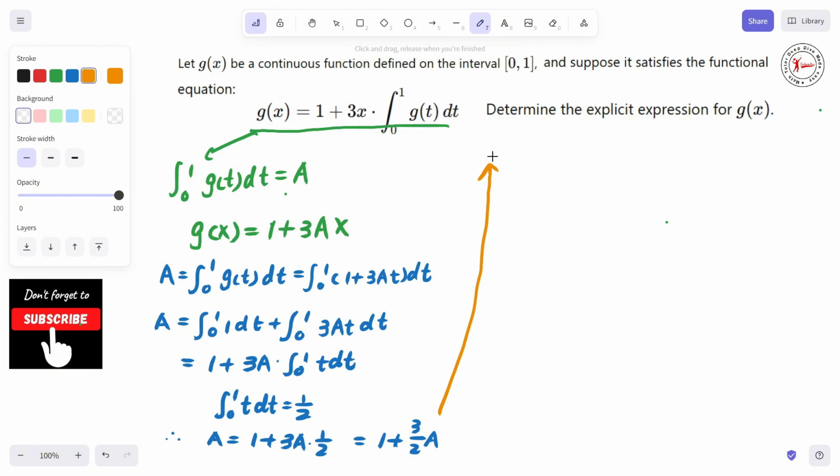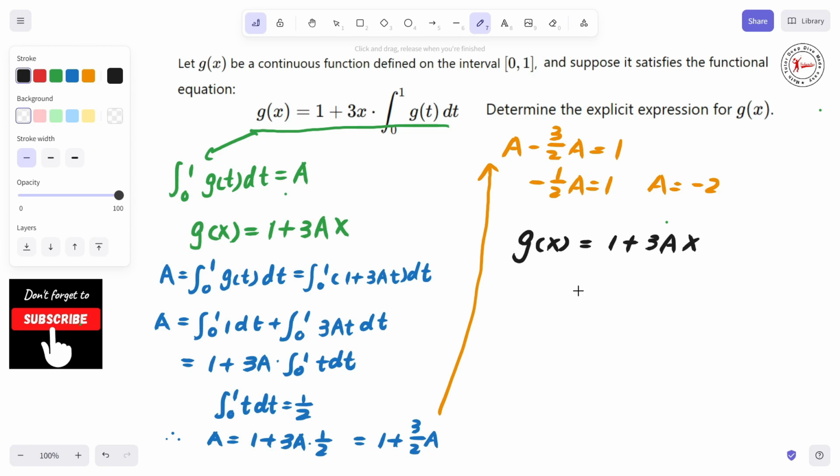Then, solve for capital A. Now we solve for capital A. We move all terms involving capital A to one side. So capital A minus 3/2 times capital A equals 1. That simplifies to negative 1/2 times capital A equals 1. So capital A equals negative 2. That's our constant.